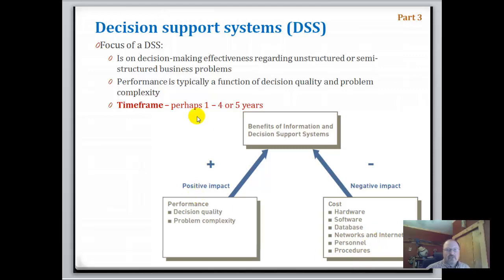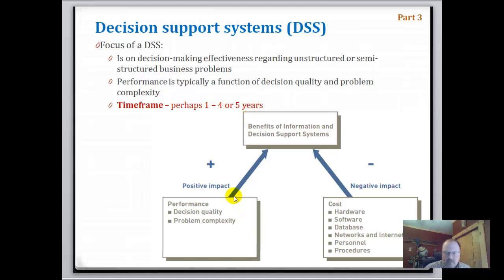So the first thing we'll talk about is this decision support system. This is a DSS. The focus of a DSS is on decision-making effectiveness regarding unstructured or semi-structured business problems. Okay, so mostly decision-making effectiveness. Now, performance is typically a function of decision quality and problem complexity, and then the time frame, when you think about this DSS, is probably the 1 to 4 or 5 year time frame.